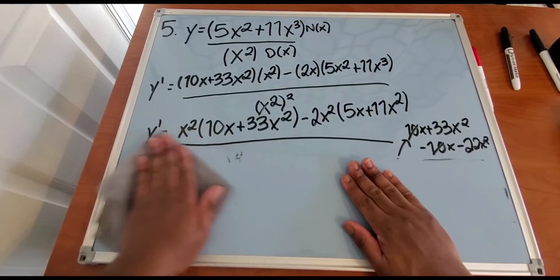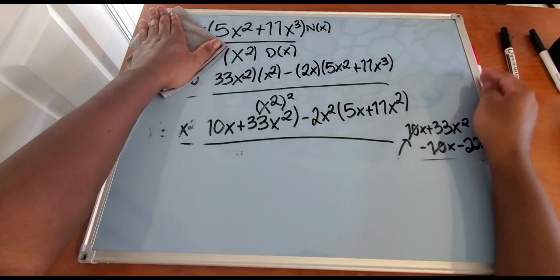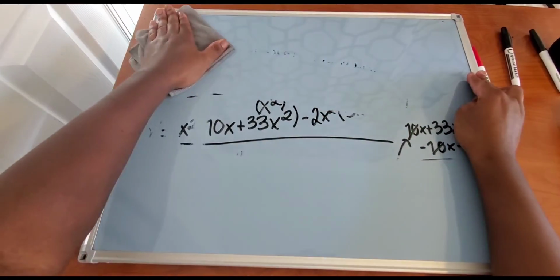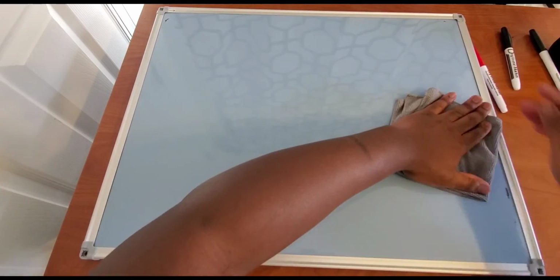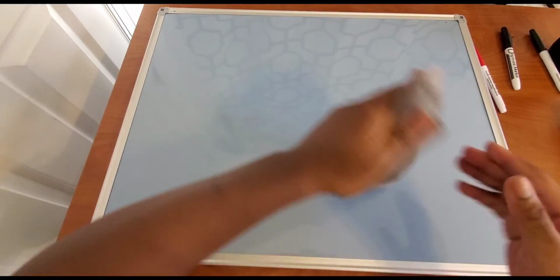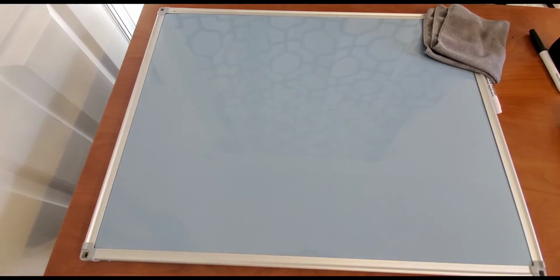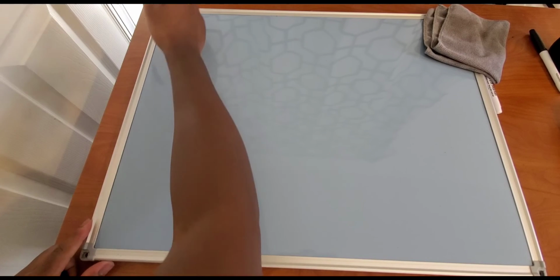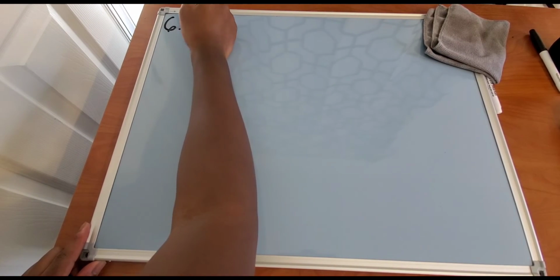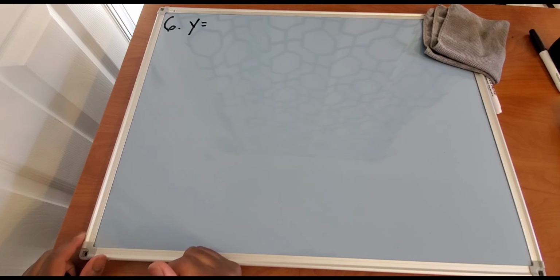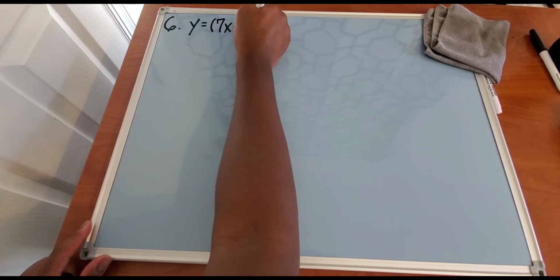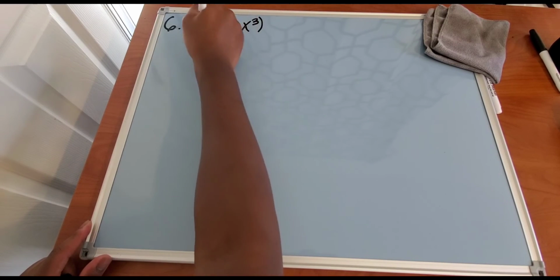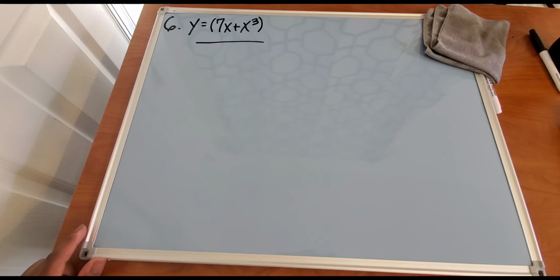So I only have one question left for you guys, and that's question number 6. For question number 6, we have y is equal to 7x plus x cubed over x squared minus 4x.